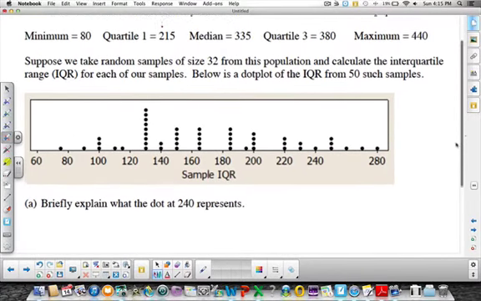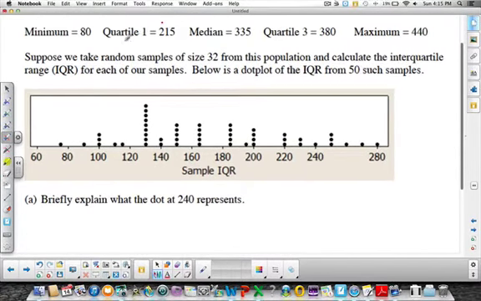Okay. Now it's important to look at the actual population here because we're comparing IQRs. We can see that the actual IQR, which remember is Q3 minus Q1, would be 380 minus 215, which is 165. So that's for the actual population.